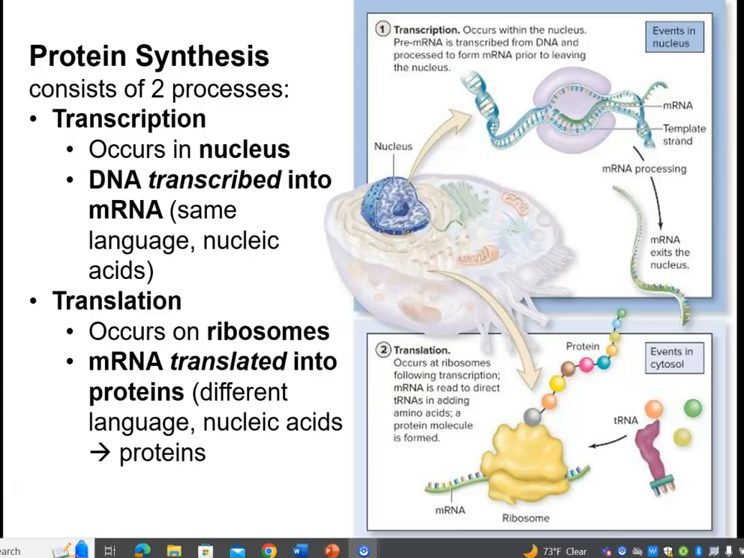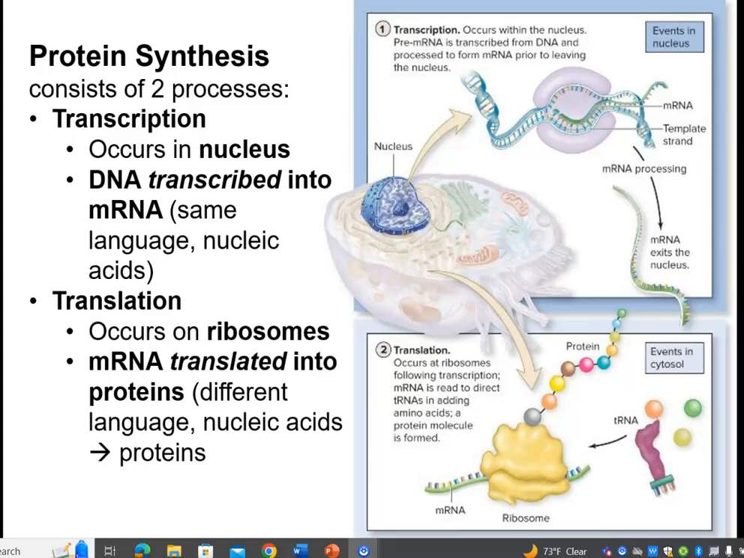Okay, so let's talk a little bit about protein synthesis, the process whereby cells make their proteins. This consists of 2 processes. First is transcription and second is translation. So transcription occurs in the nucleus. You need to know that. DNA is transcribed into mRNA. So think about this. What is transcription in general? It's where you copy something from the same language, where you transcribe it, right? So the cell is using the same language here. You're going from a DNA to an RNA. Both of those are nucleic acids.